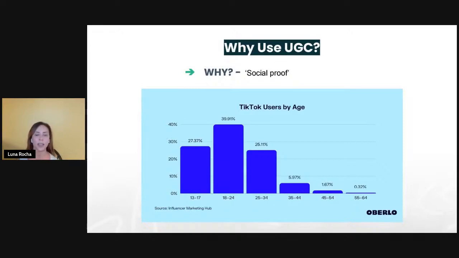Another benefit of UGC is that the creator tends to know the ins and outs of the platform, so they can leverage trending topics and trending hashtags on social media. This may come as no surprise, but according to the stats, TikTok and Instagram users tend to skew younger, so it's also a chance to reach a younger audience. You can consider UGC as social proof that your product or service is valuable to others.